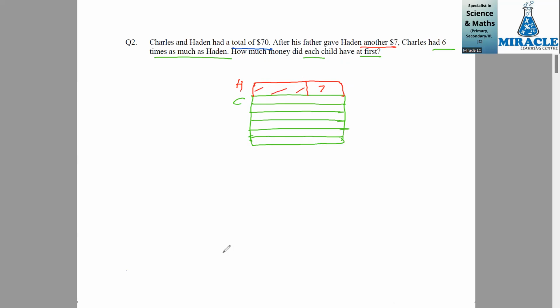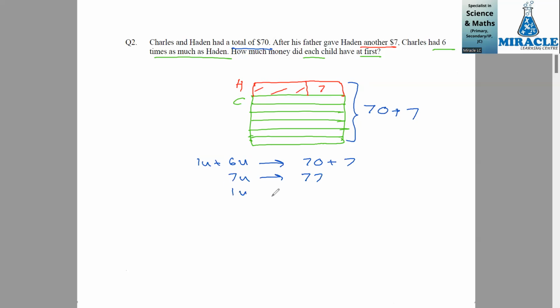And we know that they had a total of $70 in the beginning. So since this is the model in the end, their total would be 70 plus 7 because Haden needed 7 more dollars to get a full unit. So let's write this out. We have 1 unit from Haden plus 6 units from Charles, and this represents 70 plus 7. So 7 units represents 77.